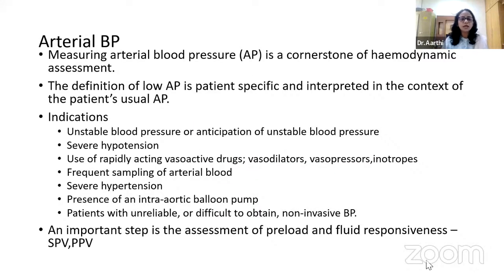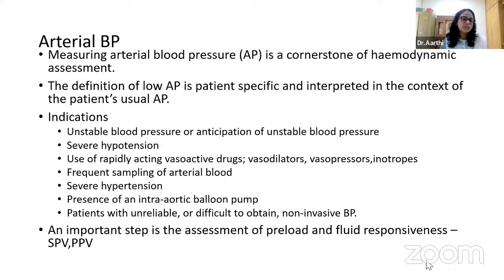So coming into arterial blood pressure monitoring, arterial blood pressure monitoring is a cornerstone of hemodynamic assessments. The definition of low arterial pressure is patient-specific and always interpreted in the context of the patient's usual blood pressures.